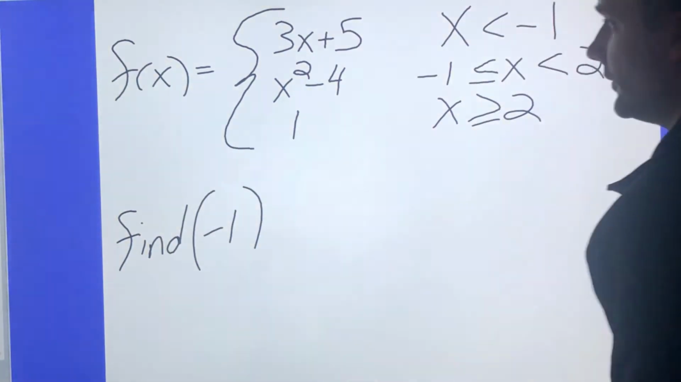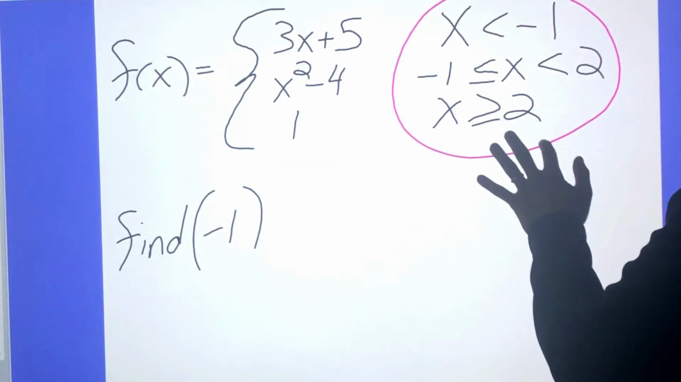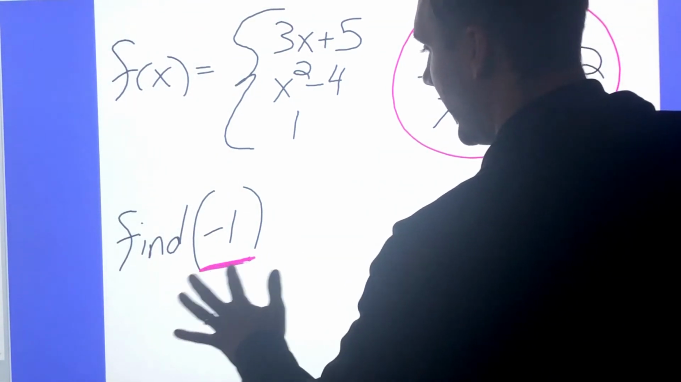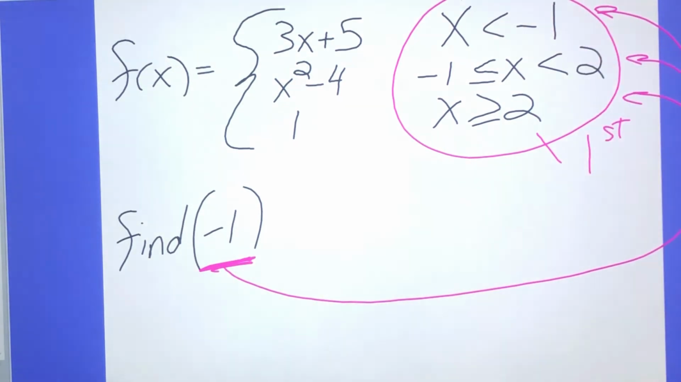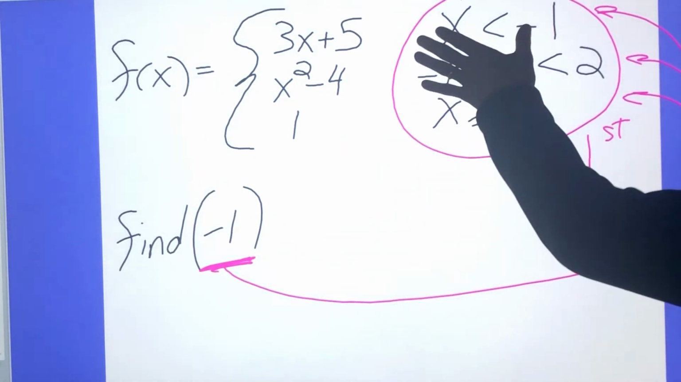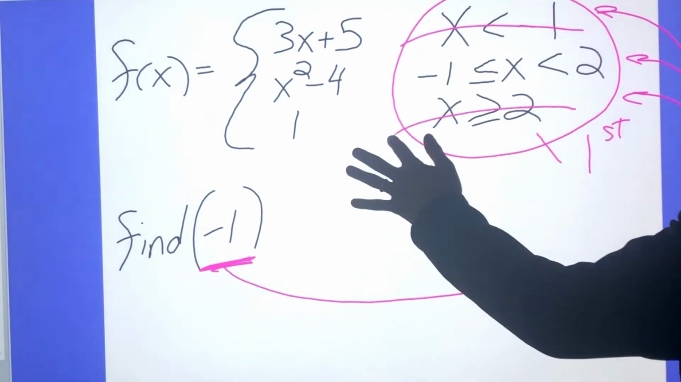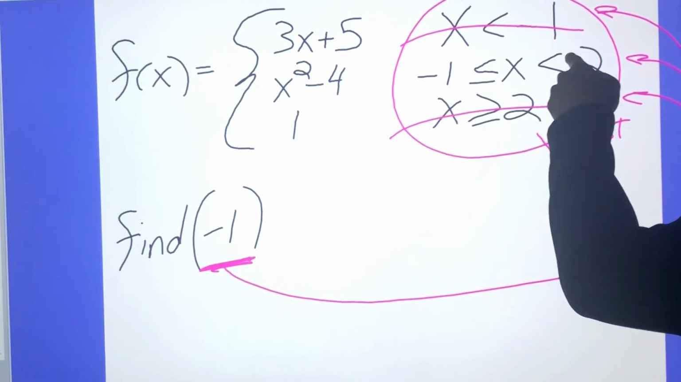So the biggest confusion is, where do I start with piecewise functions? First thing you want to start with is the inequality. Start here first. As I look at -1, I need to decide, where does -1 fit? Which of these three here? Well, of course, is it less than -1? No. Is it greater than 2? No. It only works here between -1, which is equal to x, and less than 2.